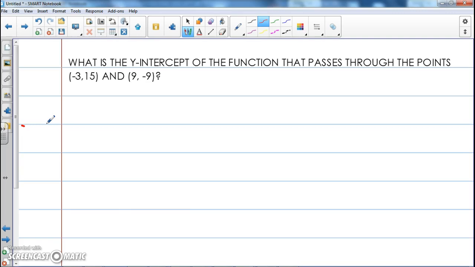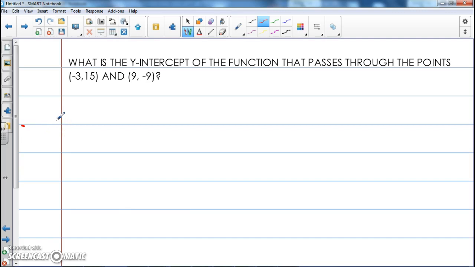You can also do this with linear regression on the calculator, which I will show you guys. The steps are on the notes that I gave you, I think it was Thursday or Friday. It states how to do linear regression on the calculator, but I'll try to show you on my screen as well. So this question says, what is the y-intercept of the function that passes through the points -3, 15 and 9, -9?